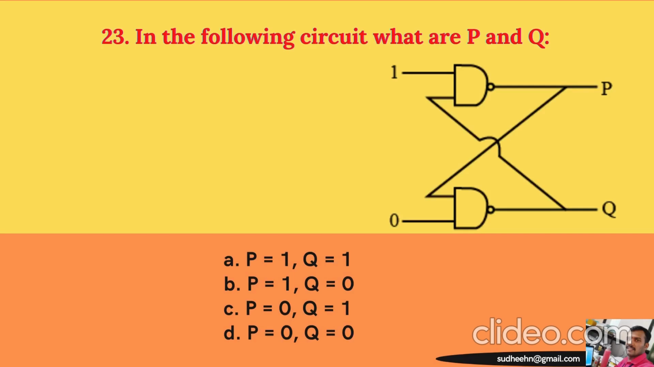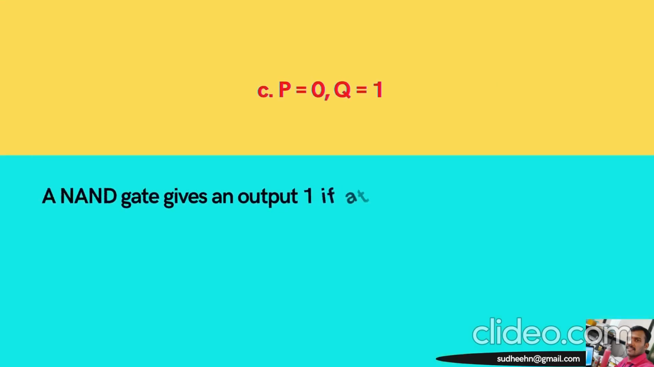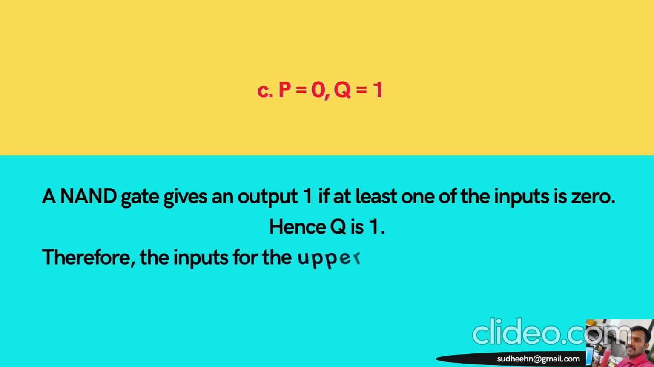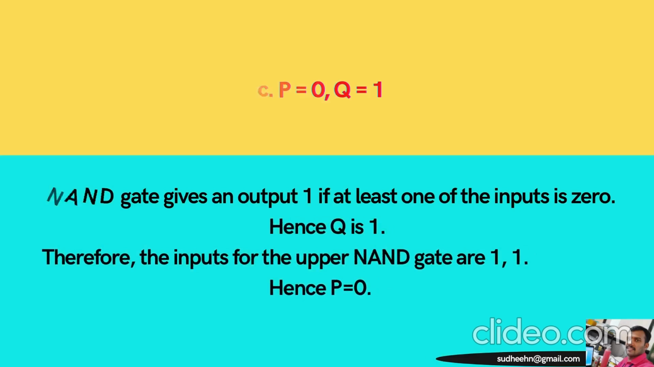And D is P is equal to 0 and Q is equal to 0. And the right answer for this logic circuit is option C. P output is 0 and Q output is 1. We know that a NAND gate gives an output 1 if at least one of the inputs is 0, hence Q is equal to 1. Therefore, the inputs of the upper NAND gate are 1, 1, hence P is equal to 0.